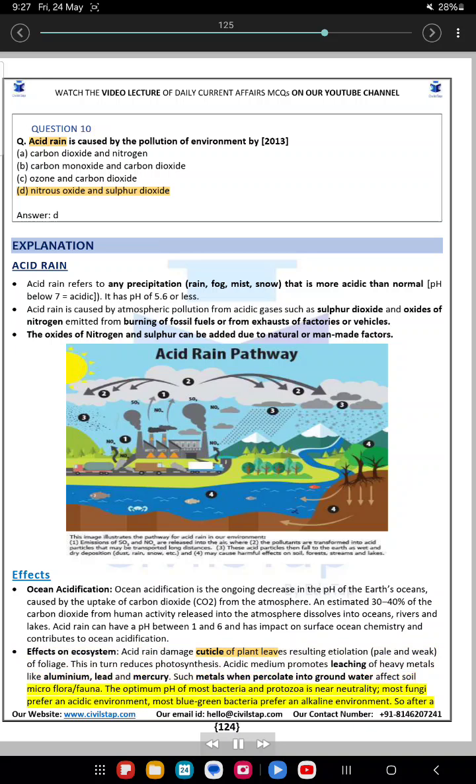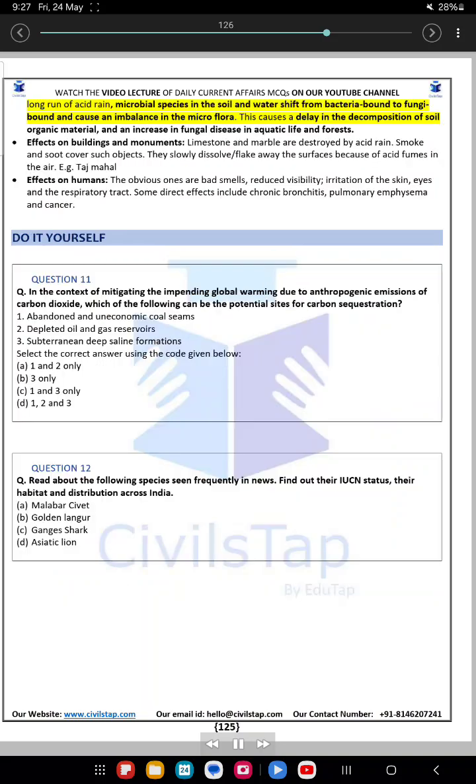The optimum pH of most bacteria and protozoa is near neutrality. Most fungi prefer an acidic environment, most blue-green bacteria prefer an alkaline environment. So after a long run of acid rain, microbial species in the soil and water shift from bacteria-bound to fungi-bound and cause an imbalance in the microflora. This causes a delay in the decomposition of soil organic material, and an increase in fungal disease in aquatic life in forests.